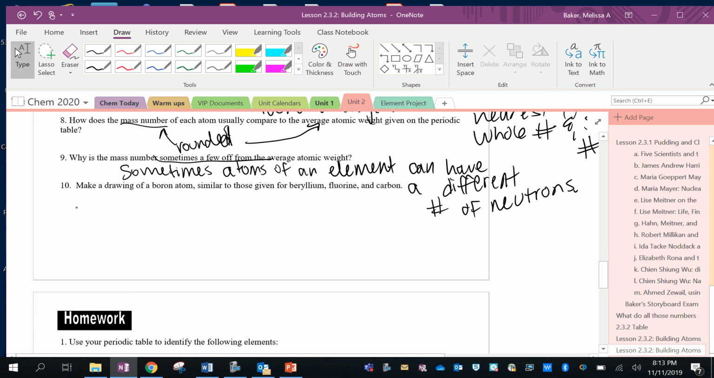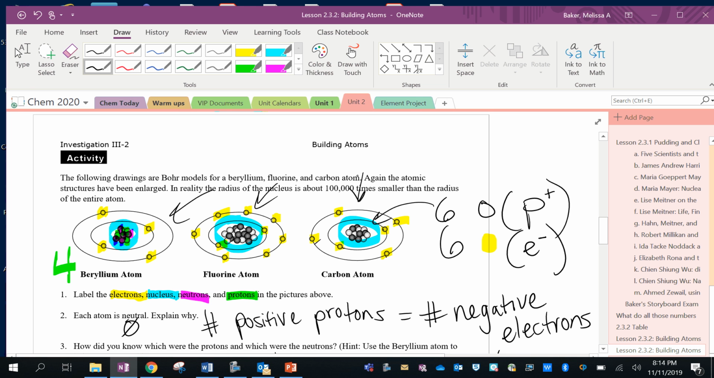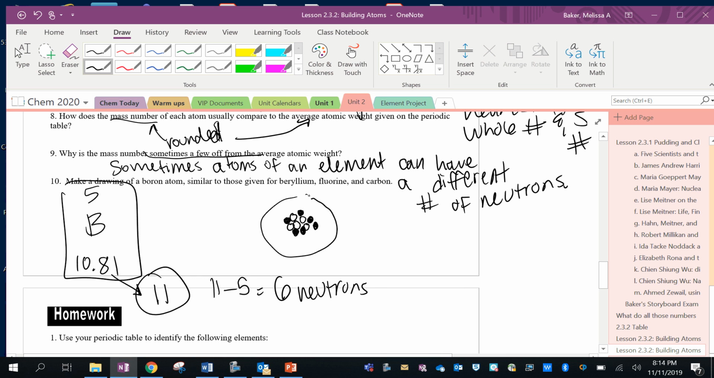Make a drawing of a boron atom. Boron is number 5, and its average atomic mass is 10.81, which rounds to 11. And then if we do 11 minus 5, we're going to know we've got 6 neutrons. So to do our little drawing, let's start with 5 protons in the center. And then we need 6 neutrons, so 6 of the black spheres. And then if we look at these, they all have 2 rings around it. So the first ring always has 2. And then the outer one has the rest. So in this case, it would be another 3 because it has a total of 5 electrons. So you can see we've got 1, 2, 3, 4, 5 electrons. We've got 5 protons. That comes from the atomic number. And then we've got 6 neutrons.